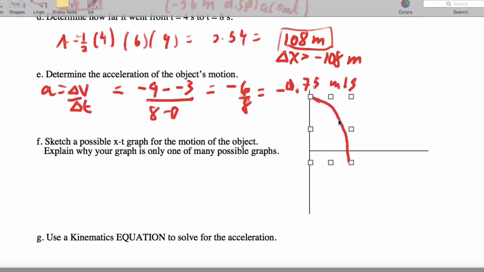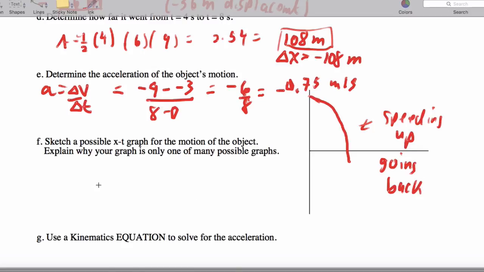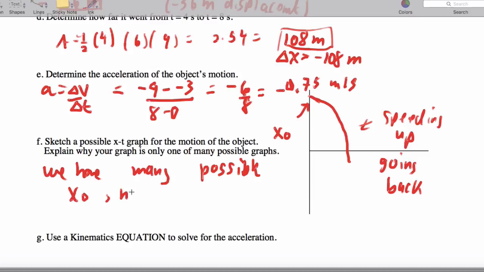Now, another thing we can say is this is one possible graph, okay? The reason we have other possible graphs, and again, this is the graph for speeding up, going backwards. Why is this one of many graphs? So this is our initial position. We have many possible initial positions, not just what we have here.